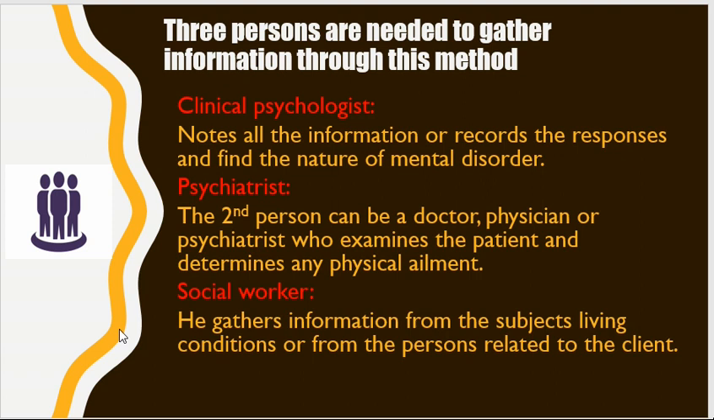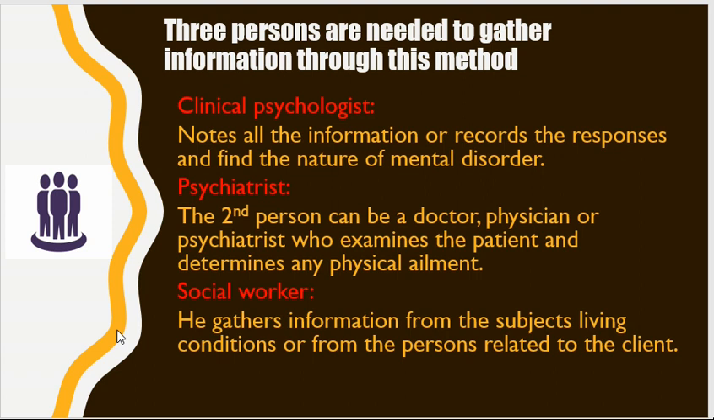Number two, the second person is the psychiatrist. The second person can be a doctor, physician, or a psychiatrist who examines the patient and determines any physical ailment. So the purpose of the clinical psychologist is to study the mental illness and find its nature, and the role of the psychiatrist is to determine any physical ailment regarding that psychological illness, that behavior, that personality trait.